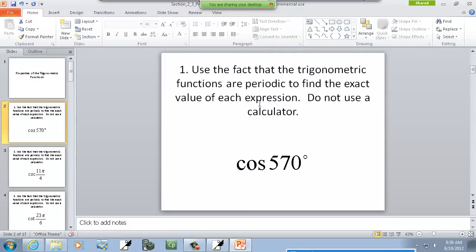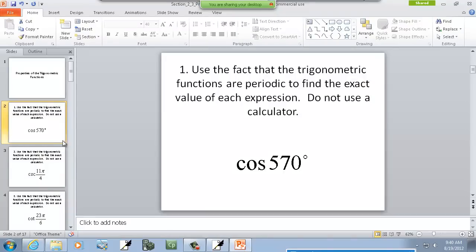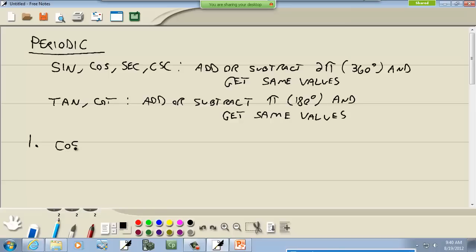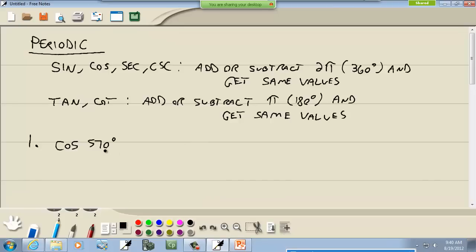So let's look at our first problem here. We've got cosine of 570 degrees. It says, use the fact that the trig functions are periodic to find the exact value of each expression. Do not use a calculator. Well, 570 isn't in our unit circle, but we said for cosine we can add or subtract 360 degrees and get the same values. So on this one, we can take the 570 degrees minus 360.